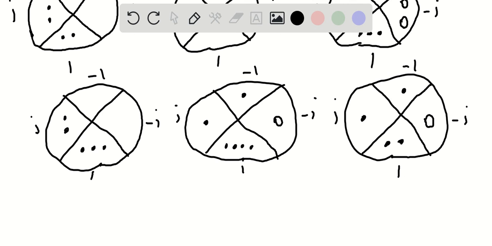So we saw that all 5 of these pictures represent 3 plus 2i. How about the last picture?